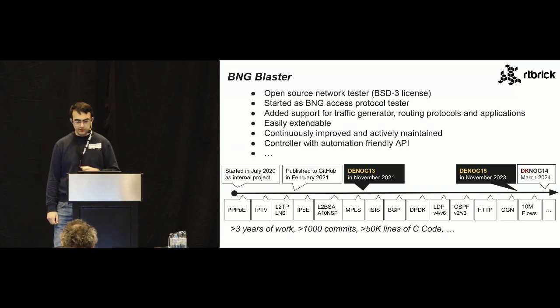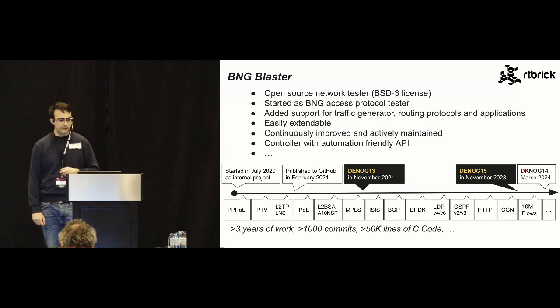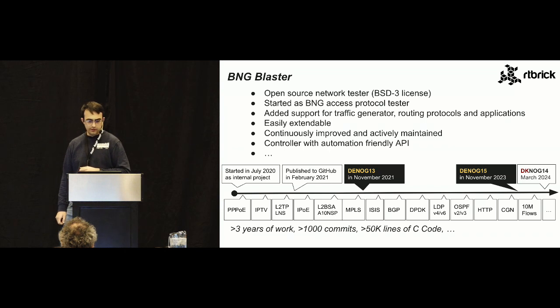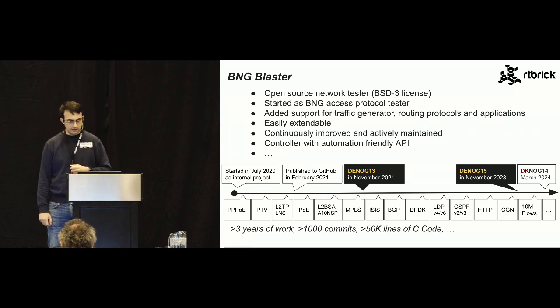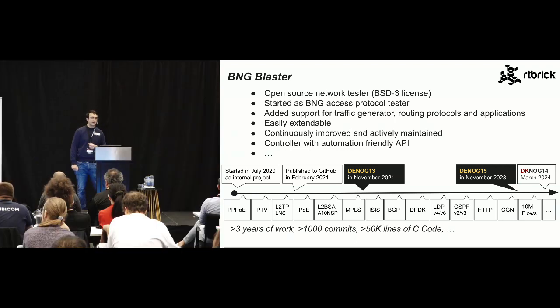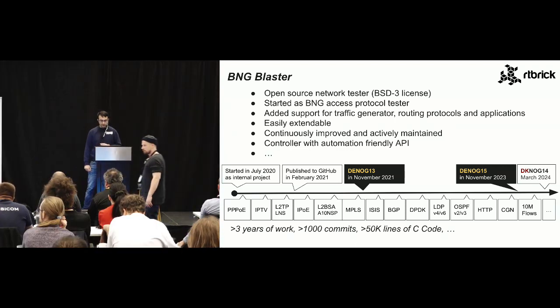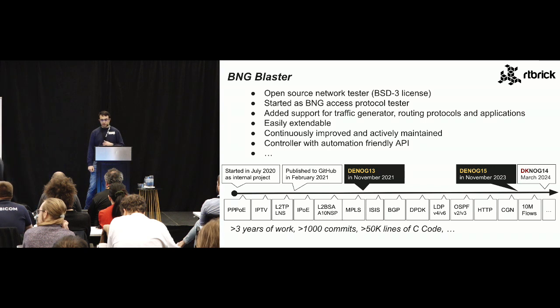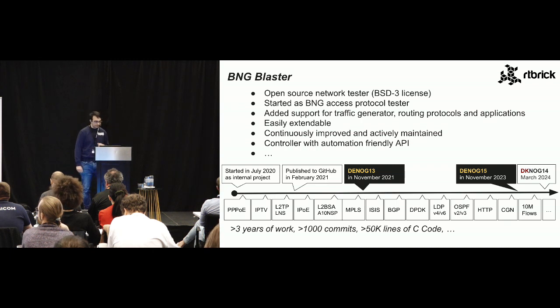So we added IPoE, then layer 2 bitstream access, which is a big thing in Germany. And then after my first talk at DKNOG14, we started to add all the routing protocols so that we can do end-to-end testing. And then we added recently applications like HTTP client and server, carrier grade NAT suite, and we even scaled this up to 10 million flows. And we continue to work on this.